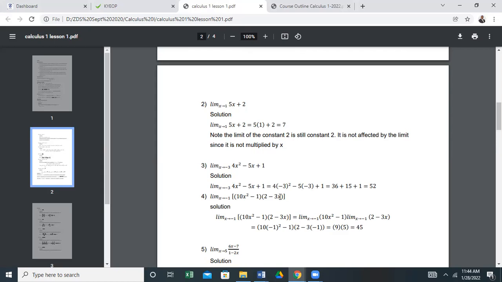So this is how we apply this property. So my x I've said is tending to -1. So -1 squared is 1. So that will be 10. Then 10 minus 1 will give me 9, right? Then I go to the second one, 2 minus 3x.